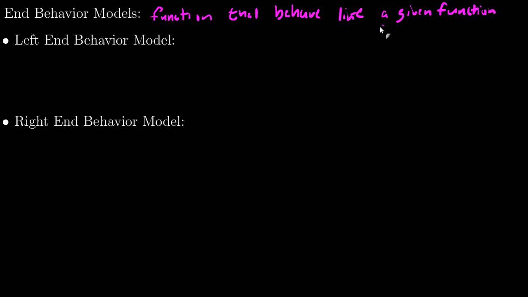In general, end behavior models are functions that behave like a given function as x approaches negative infinity or as x approaches positive infinity. Negative infinity being the left end behavior model, positive infinity being the right end behavior model.